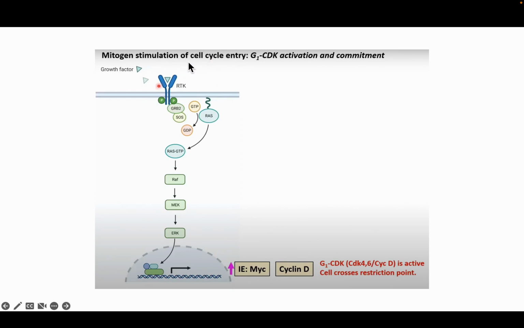So this is the mitogen stimulation of cell cycle entry, G1 CDK activation and commitment. So these are the growth factors that bind the RTK, this is the RTK domain, the tyrosine kinase domain, and then the RAS, RAF and MEK signaling pathway will be upregulated. That ERK will eventually bind with gene transcription and will increase the transcription of essential genes, and hence the cell crosses the restriction point.